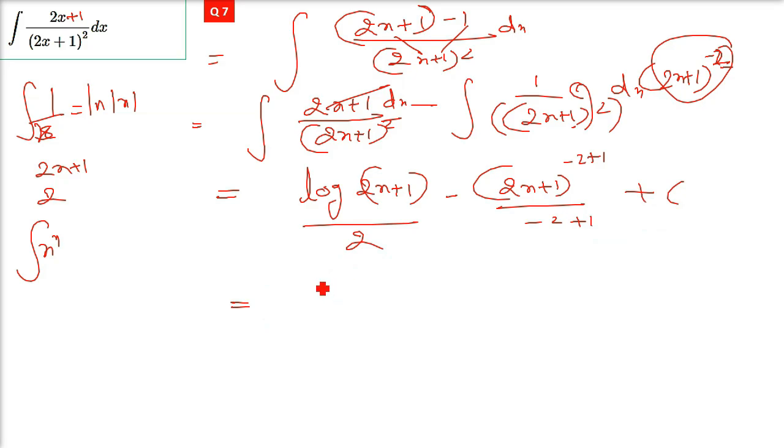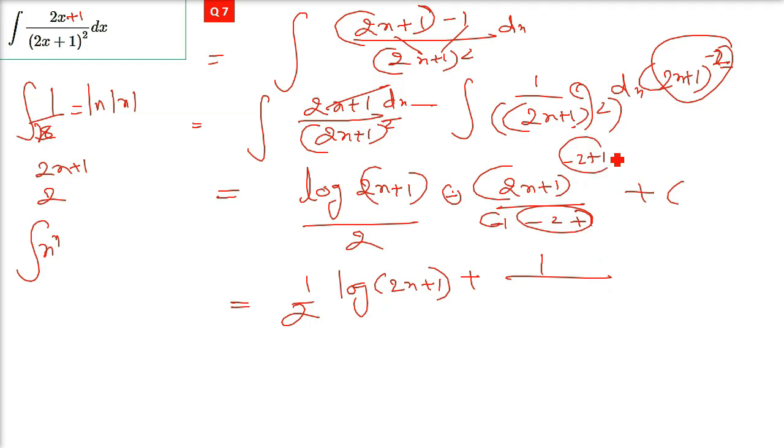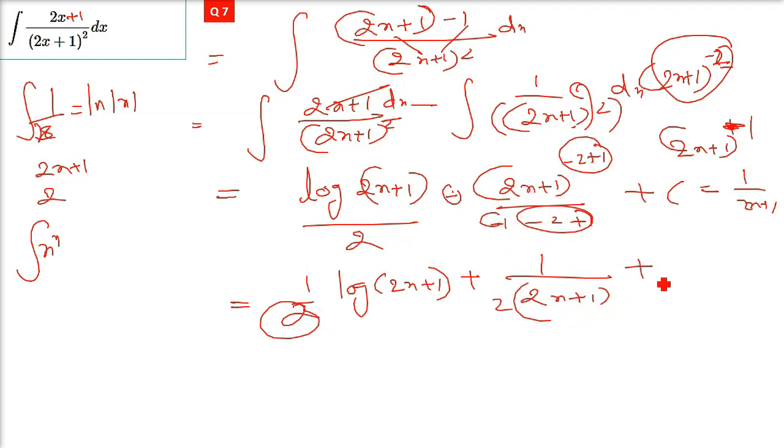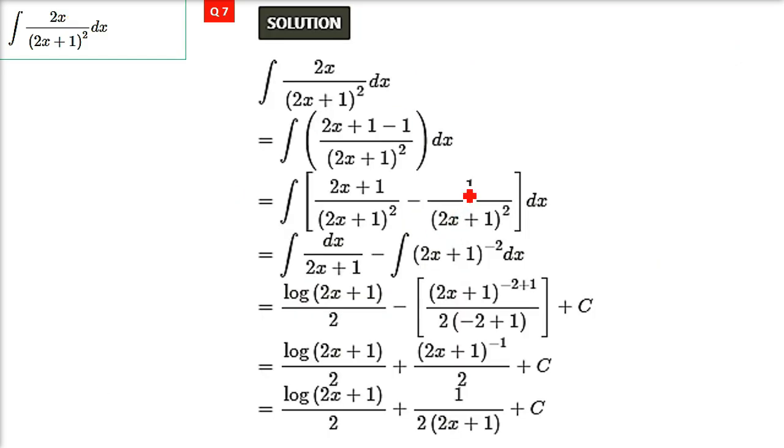So you have half log (2x plus 1). And this is negative 2 plus 1 is negative 1, negative multiplied, plus it will be. So this will be 1 by (2x plus 1) it will be. Minus 1, because the minus 1 power goes in the denominator, it will be plus 1. So 2x plus 1 only will be there, along with the constant of integration. So we are doing the integration of 2x plus 1. So you have to have the differentiation of 2x plus 1, which is 2, and keep it in the denominator. Don't forget about that. This is your final result.